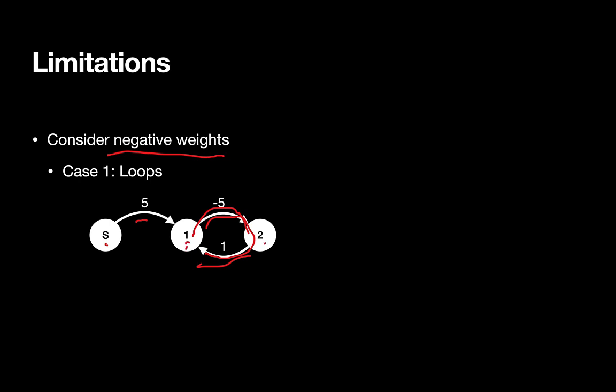So we start with a path cost of 5, and if we go through this loop once, we end up with 5 minus 4, a path cost of 1. And if we keep circulating around this loop over and over again, our path cost keeps going down and down and down. So this is one of our potential problems.